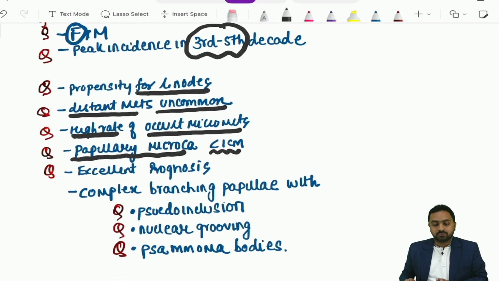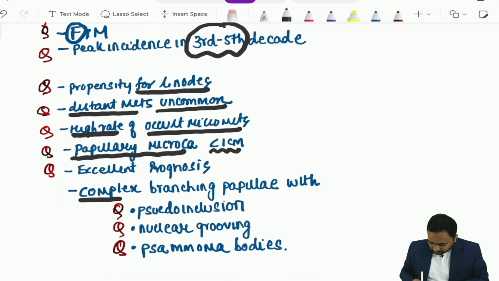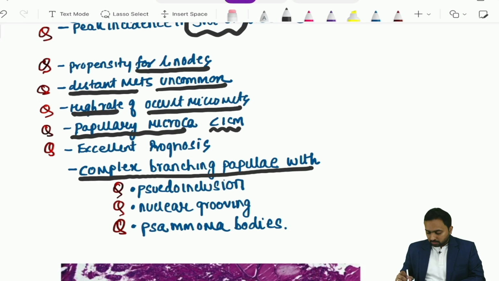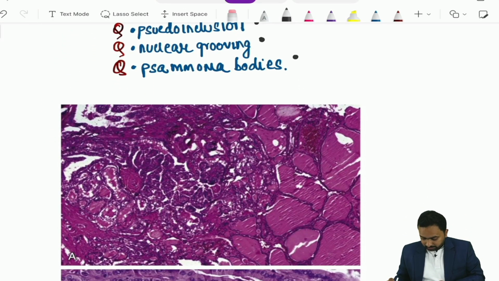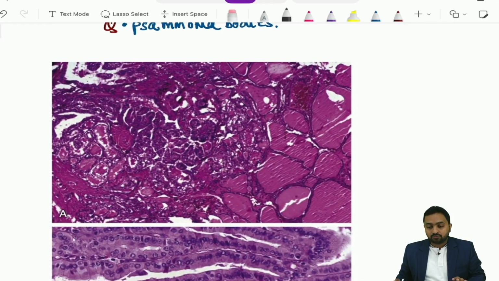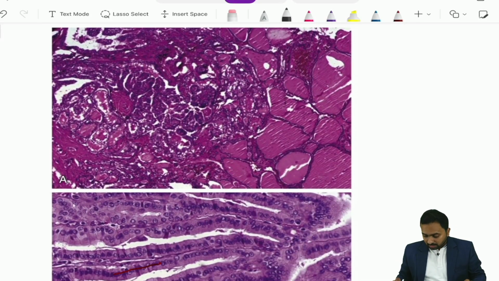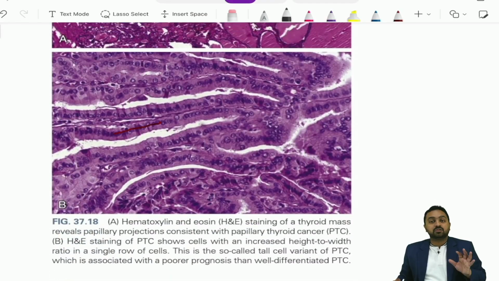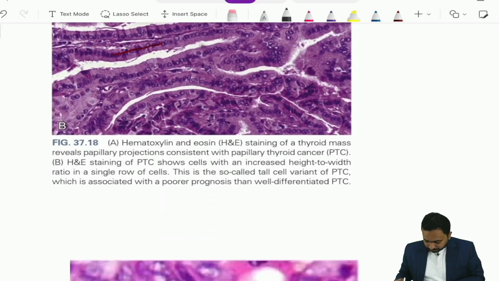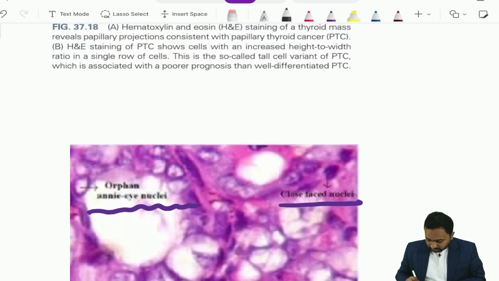They have an excellent prognosis, and the histopathology consists of complex branching papillae with pseudo-inclusions, nuclear grooving and psammoma bodies. So if you look over here in your image, this is the HPE image of papillary carcinoma having psammoma bodies and Orphan Annie eye nuclei, which is one of the characteristics seen in papillary carcinoma. So this is the Orphan Annie nuclei, that is C.